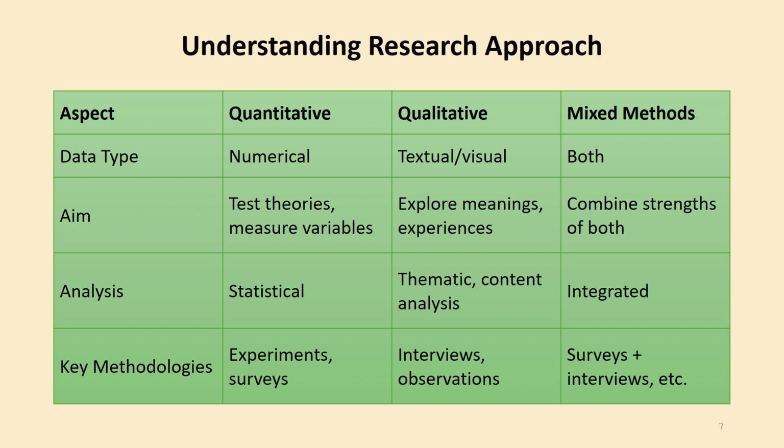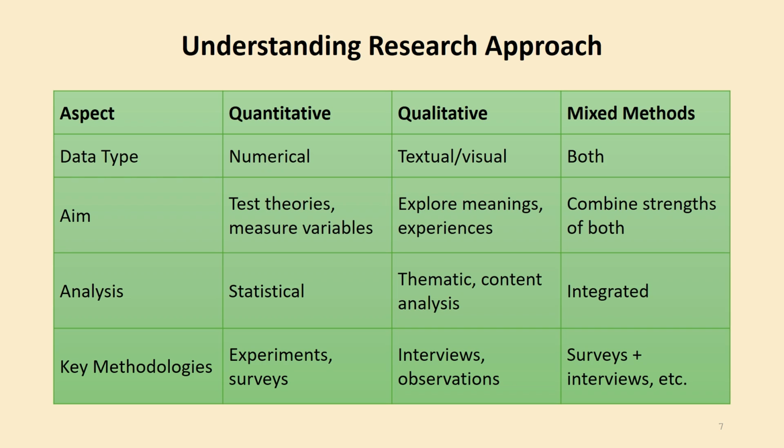So when you have a quantitative research approach, generally your data type is numeric in nature. Aim: to test theories, measure variables. Generally in quantitative research we use it to test theories and measure variables. Analysis: if you are going for a pure quantitative study, then surely your analysis will be purely statistical. Key methodologies: experiment, survey. When you are going for quantitative, generally the key methods are experimental methods and survey methods. Now let us discuss qualitative.